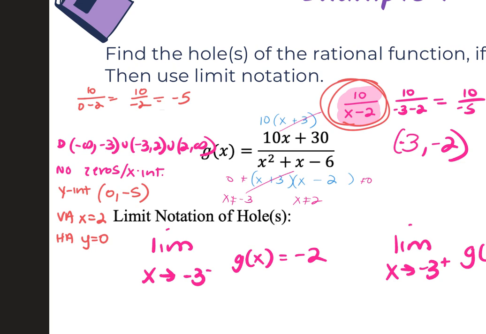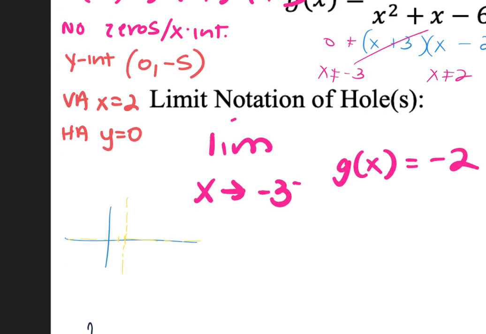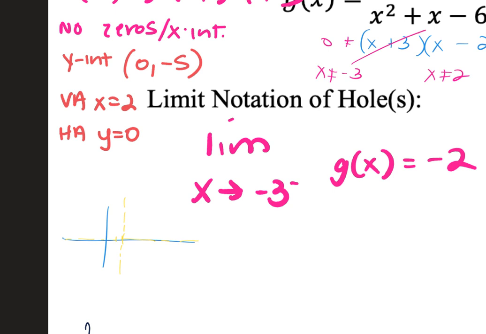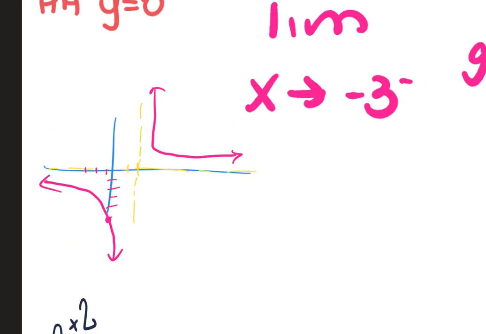So all that stuff you now know. If I had just done a rough graph of this, there would have been a horizontal asymptote at 0, a vertical asymptote at 2, and a y-intercept at 0, negative 5. And I have no zeros, which confirms it's not going to cross my x-axis. It's going to be here and here. And there's a hole at negative 3, negative 2. So left 3, down 2. This would actually have a hole.